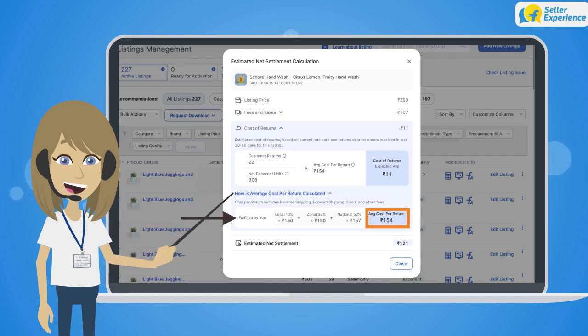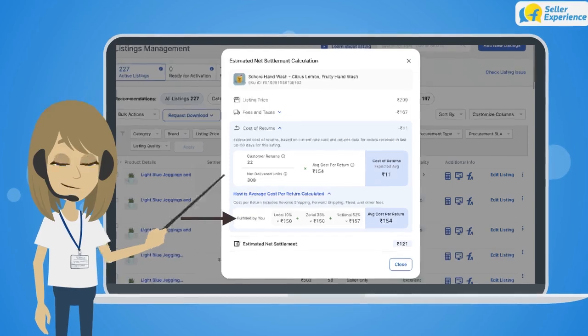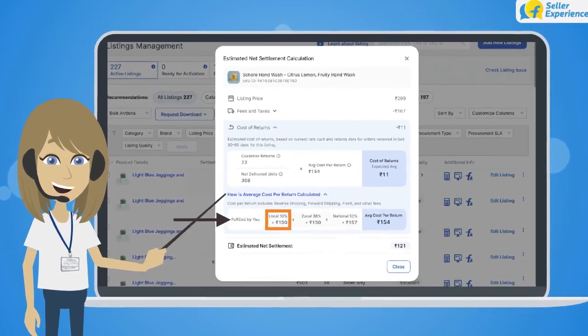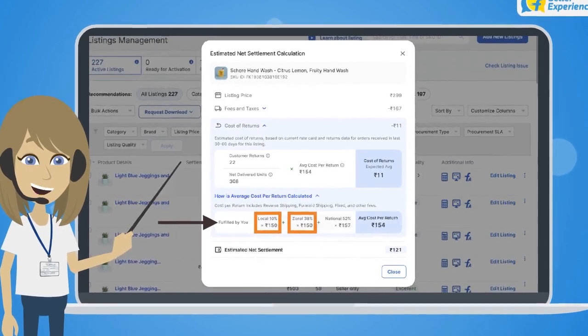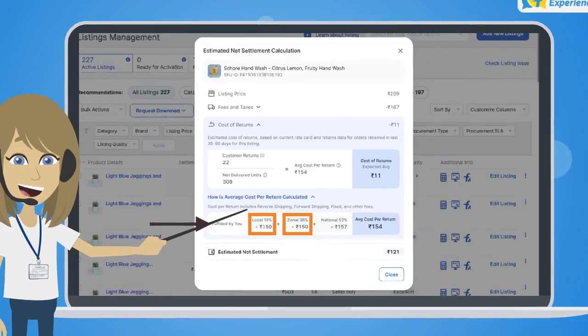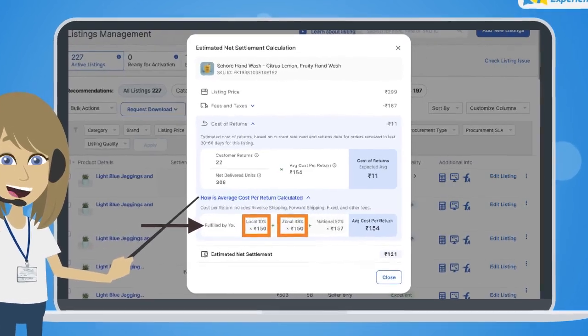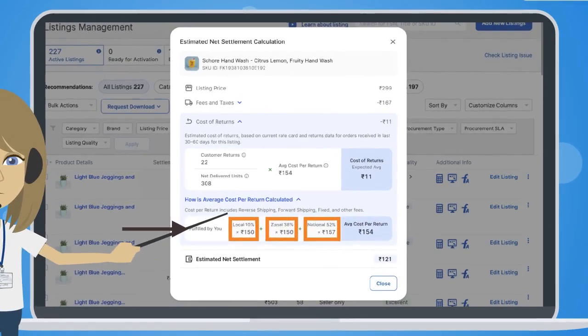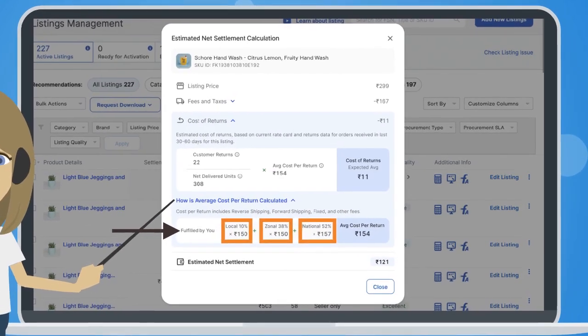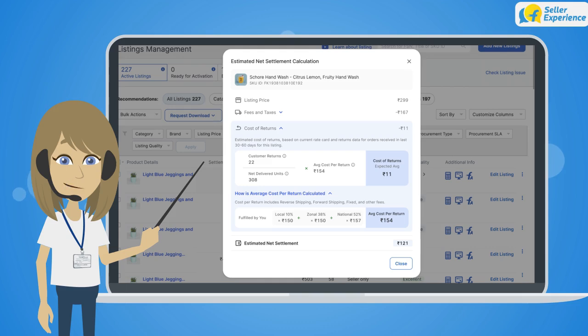is calculated as, for NFBF or fulfilled by you orders, 10% local returns multiplied by Rs 150 return cost plus 38% zonal returns multiplied by Rs 150 return cost plus 52% national returns multiplied by Rs 157 return cost. So, we hope that was helpful and cleared the calculation of the average cost per return, that is Rs 154.